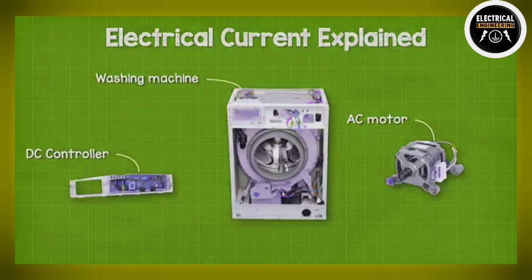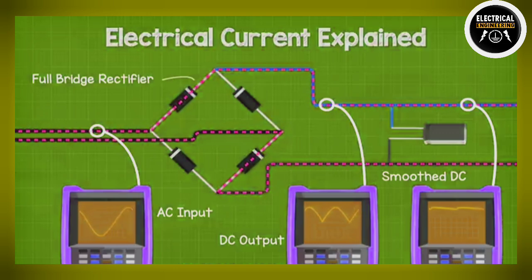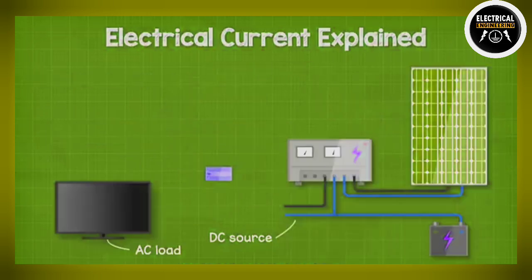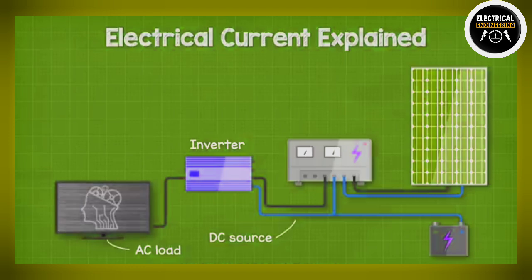We can convert AC to DC using a device known as a rectifier. This is extremely common in electronics. We can also convert DC to AC using an inverter, and this is used, for example, with solar power systems.